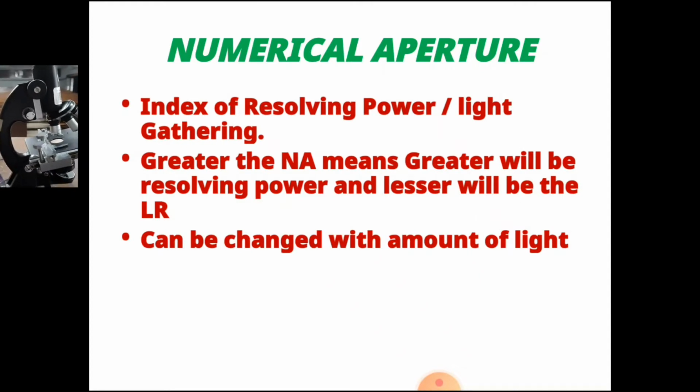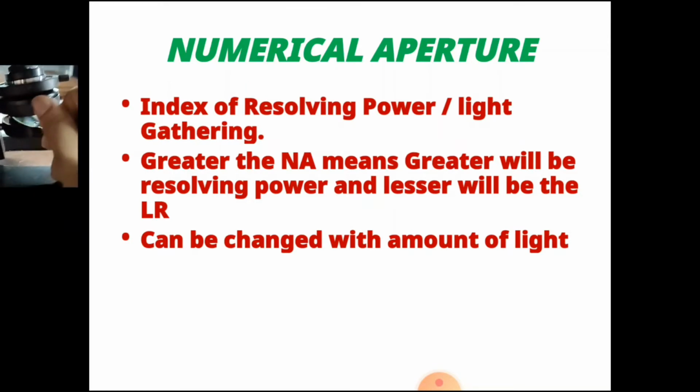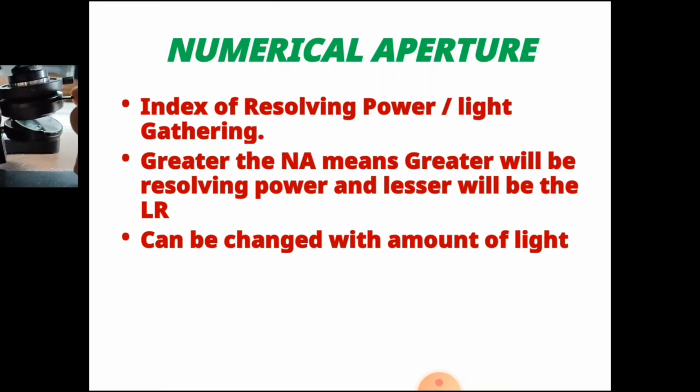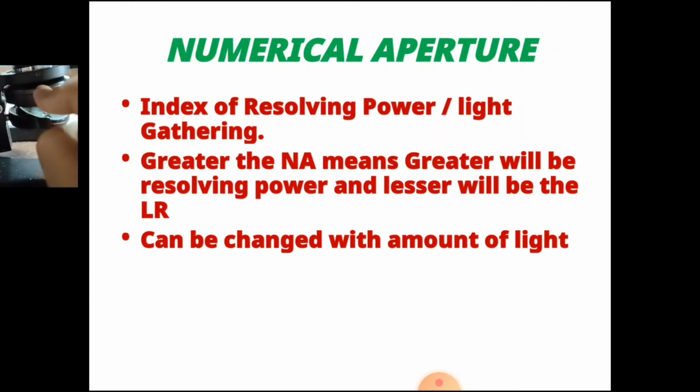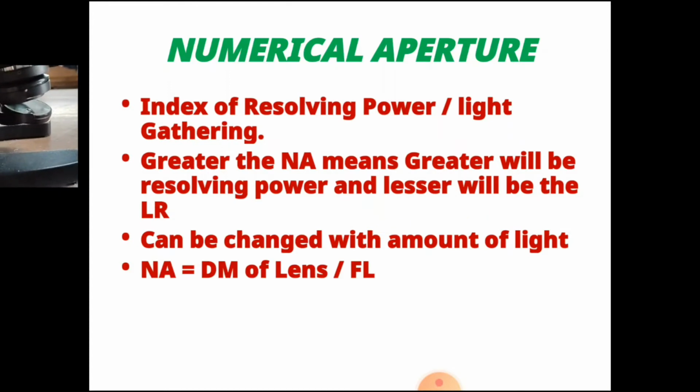Numerical aperture can be changed with the amount of light. If the amount of light is increased by opening the iris diaphragm, the numerical aperture will be increased. If the amount of light is decreased by closing the iris diaphragm, then the numerical aperture will also be decreased. Numerical aperture is equal to the diameter of the lens divided by the focal length of that lens.